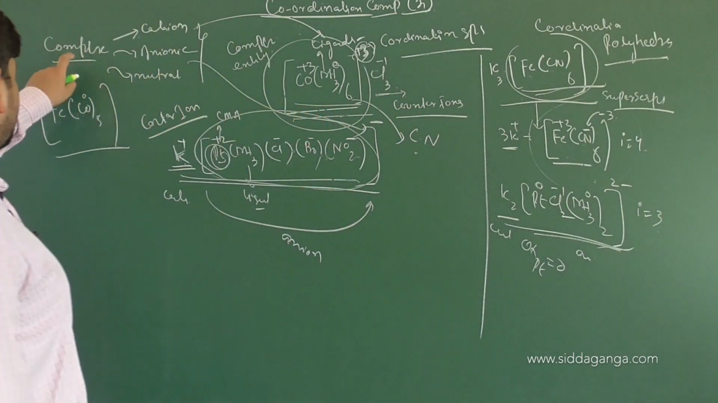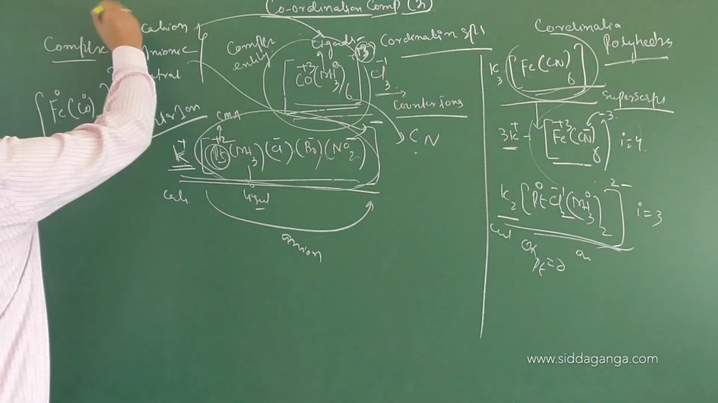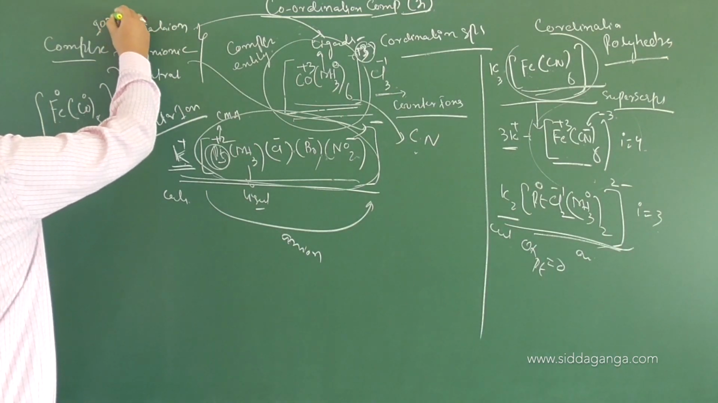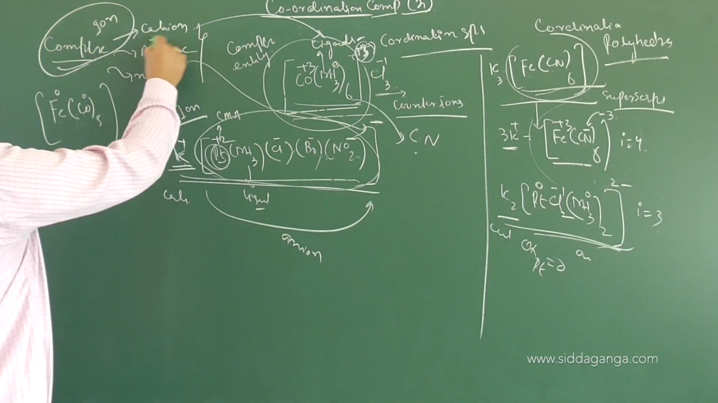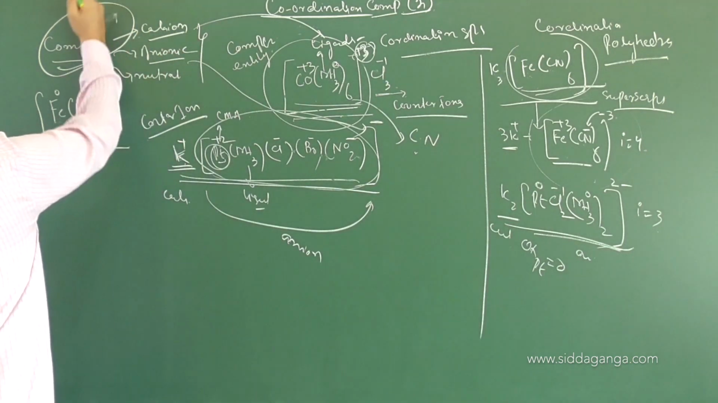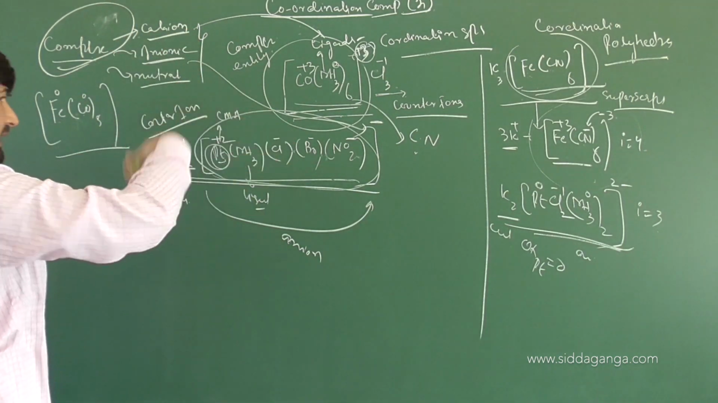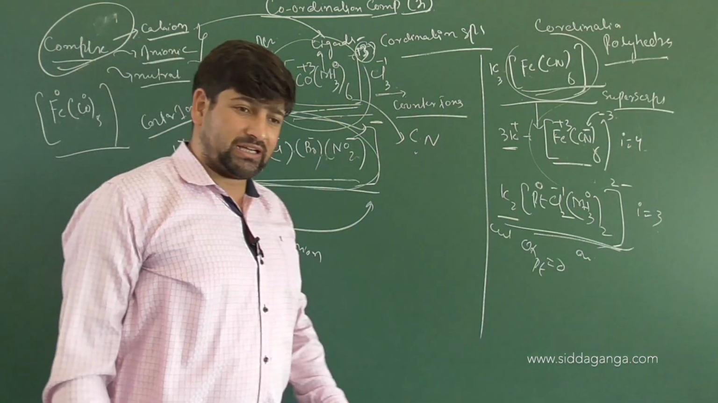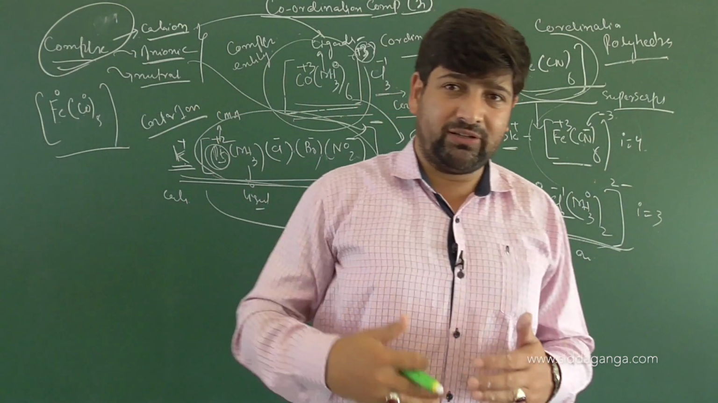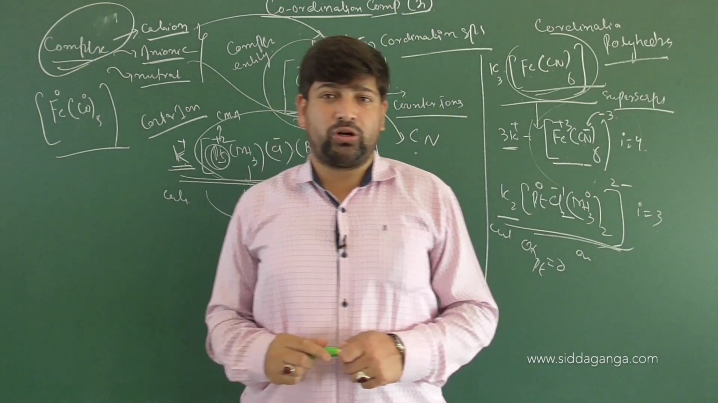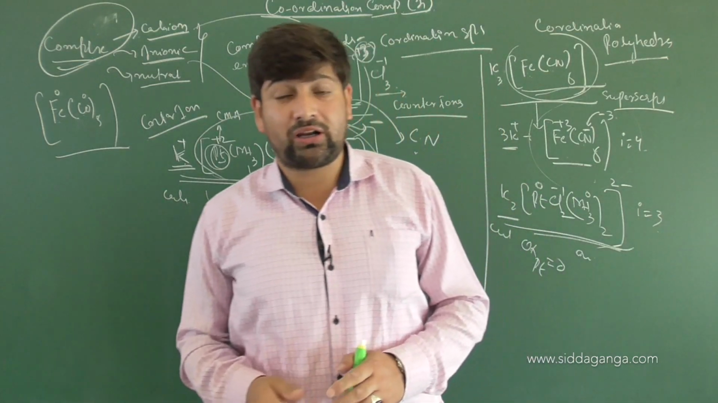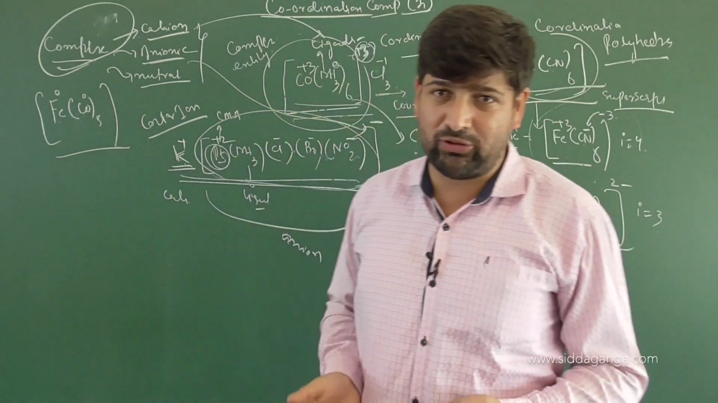So what did I say? The first classification of complex: the complex can be a cation or anion or neutral. I have given you different examples. Now if you are asked which of the given examples of coordination compounds is a cationic complex, you should be able to find it out.